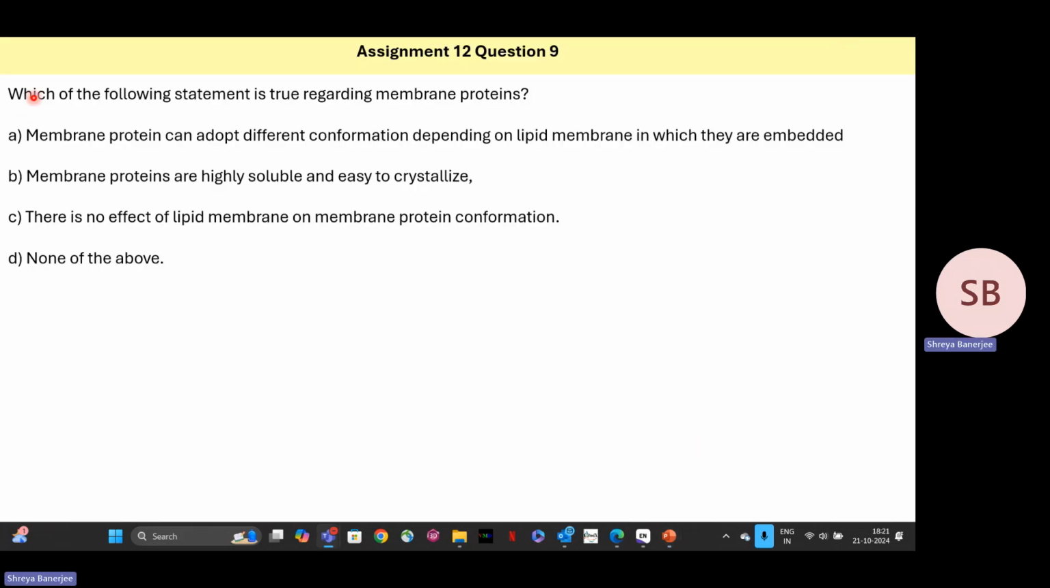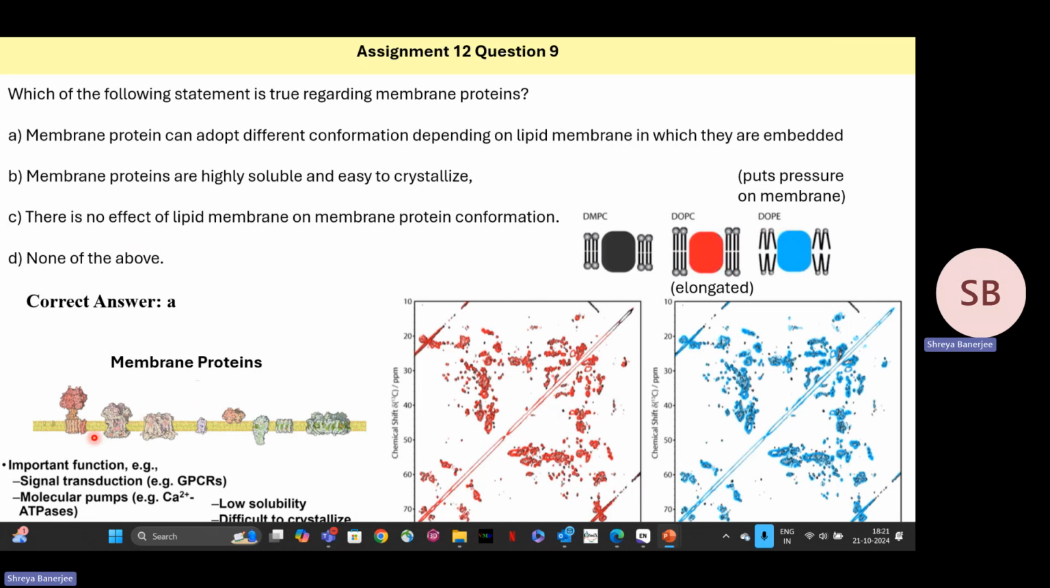The ninth question of this assignment was asking, which of the following statements is true regarding membrane proteins? So we saw a lot about membrane proteins. We know membrane proteins are ones that are embedded inside the membrane. The problem with these membrane proteins is that they are not soluble. And if they are not soluble, you cannot do solution state NMR. So we have to do solid state NMR.